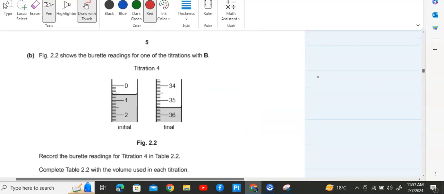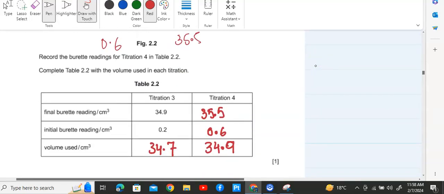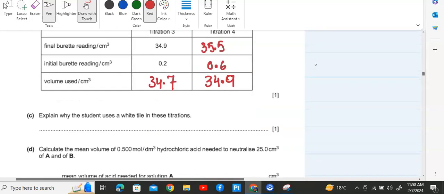Now come to the second result, the titration result with B, and they have provided us readings. For the initial reading it is 0.6 and for the final reading it is 35.5, and I have again filled this table with these readings.